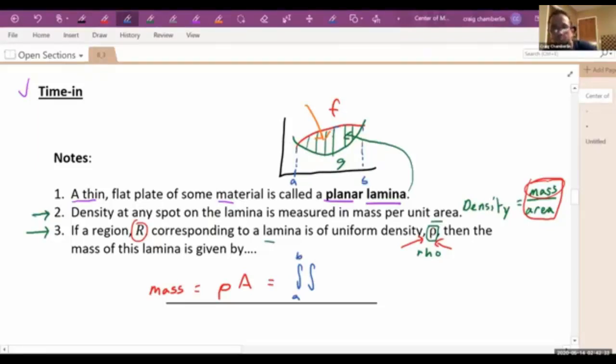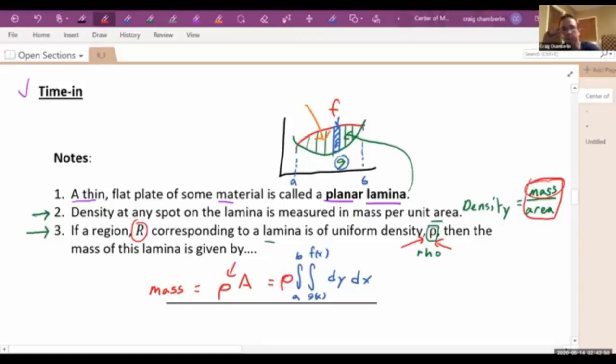Think of a representative rectangle here. And the bottom of that, the function that gives you the bottom of that is your lower limit of integration. The function that gives you the top of that representative rectangle is your upper limit of integration. And then dy dx. So, multiply that. That's the area. So you multiply that times the rho that we have right here. And that's another way to express the mass of the planar lamina.